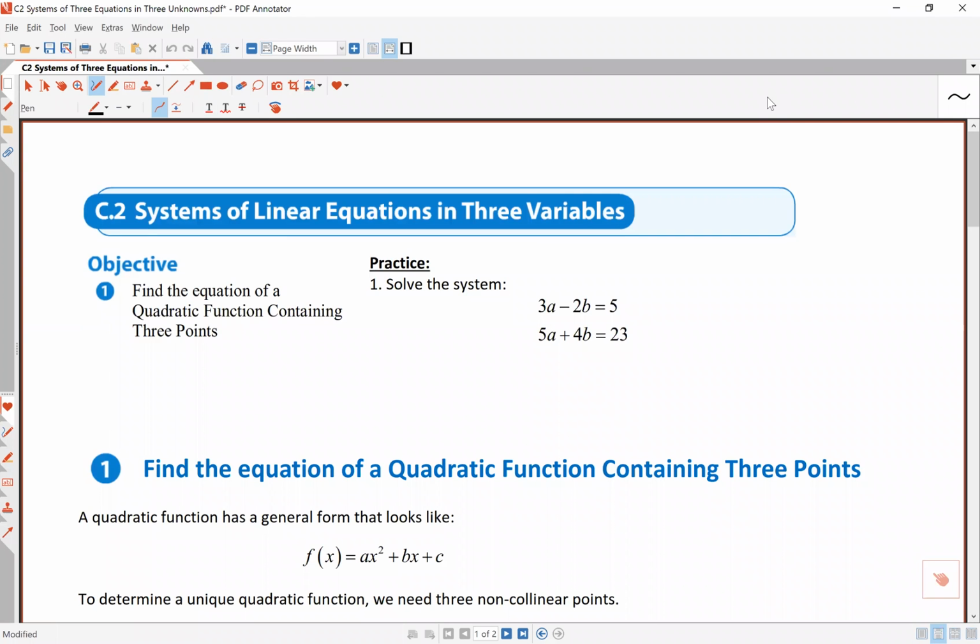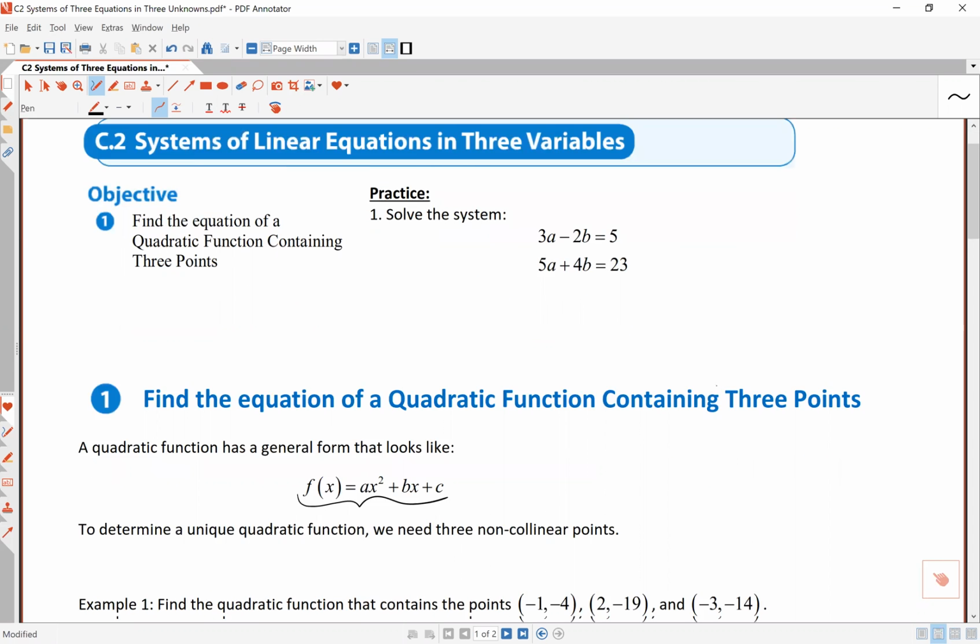This video covers Appendix C2, Systems of Linear Equations in 3 Variables. Objective 1, find the equation of a quadratic function containing 3 points. When we find equations of quadratic functions, we need to have 3 points to find a unique quadratic function. Quadratic functions take on the form of f of x equals ax squared plus bx plus c.